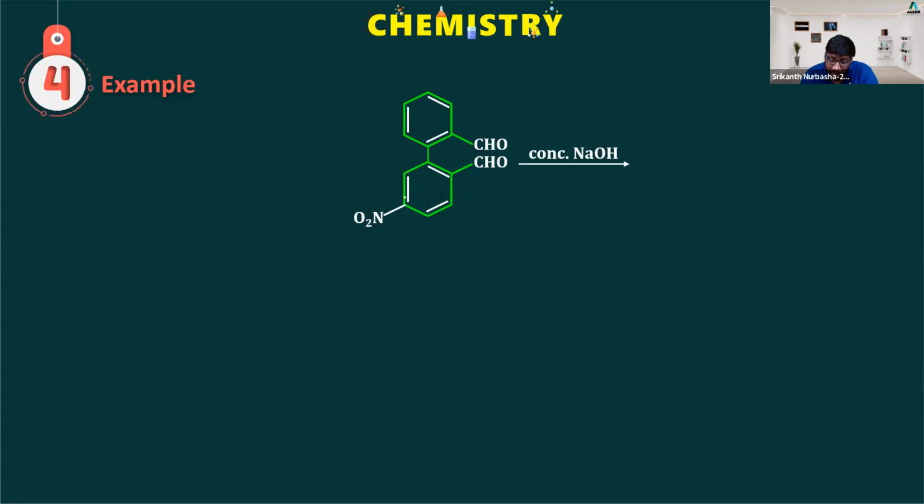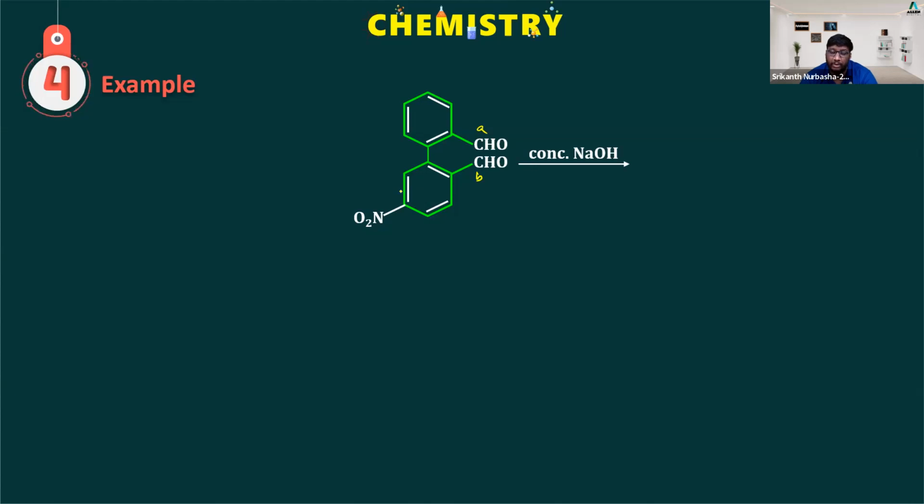Now C6H5CHO and C6H4NO2CHO with concentrated NaOH. So we have two CHO groups. Which is going to be oxidized and which is going to be reduced, and why? I'll call this A and this B. Which carbon is going to get oxidized? That carbon which is more reactive towards OH minus, that will be oxidized. Which is more reactive towards OH minus nucleophilic addition? Sir, B. Why, Nandana? Just because NO2 is an electron withdrawing group, so the carbon will be more positive. Yes, very good.